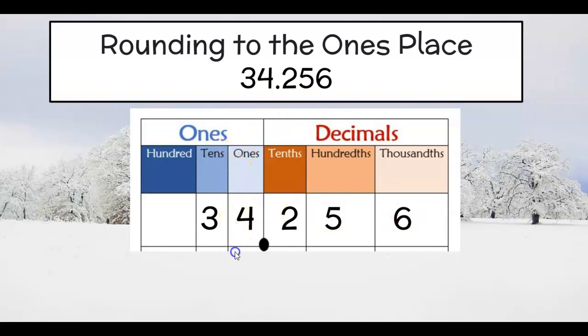Again, we're looking at the ones place value. We want to identify it, then look next door. That's it. The 5 and 6 we don't care about. We only care about what's going on right in the next place value over. So that is a 2. 2 is less than 5, so nothing happens. We just get rid of them, and we have our 34.